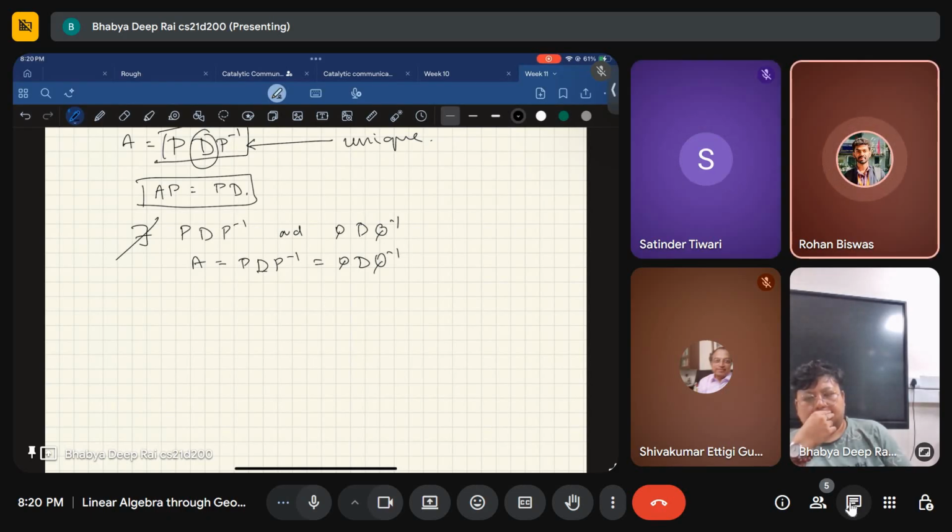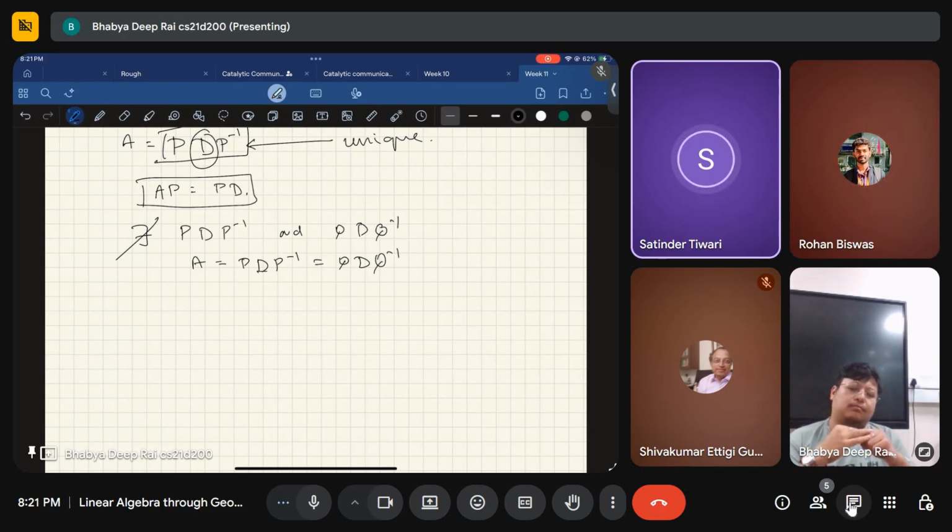No, let me understand you, Satinder. I think you're saying something right. You're saying the same eigenvalue. Suppose A has two repeated eigenvalues, let's say lambda 1 and lambda 1. And now you have two eigenvectors for them, let's say v1 and v2 for the same eigenvalue, which are linearly independent. Now tell me, by permuting, what do you mean?